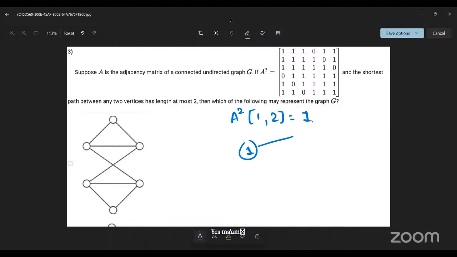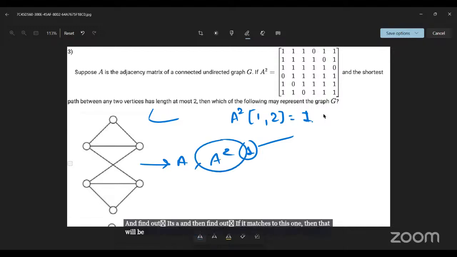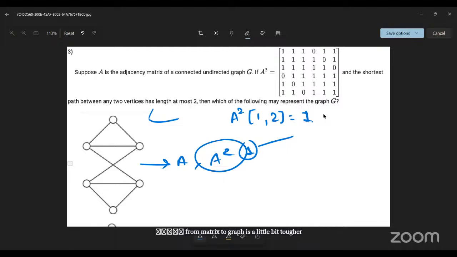Yes. So for solving this question, one simpler method is just take one example to be your graph and find out its A and then find out its A squared. If it matches this one, then that will be your answer, because going from matrix to graph is a little bit tougher as compared to going from graph to the matrix. The graph is 8 cross 8, I think. No, 6 cross 6. Okay, then the graph is also 6.